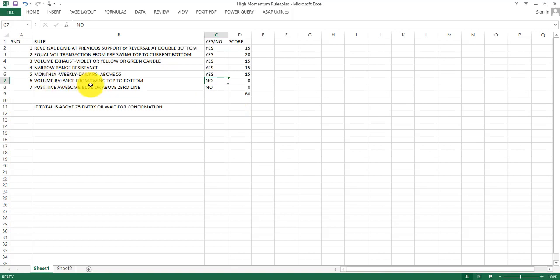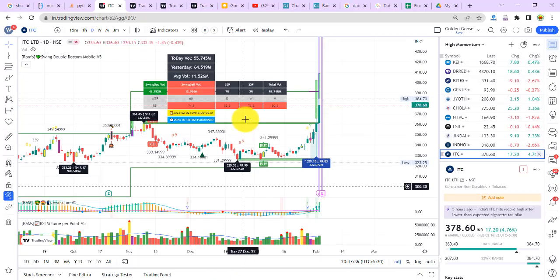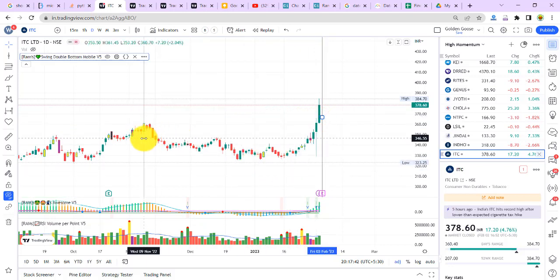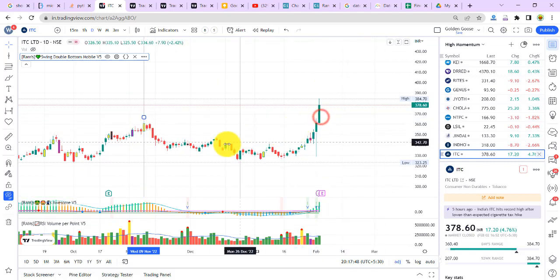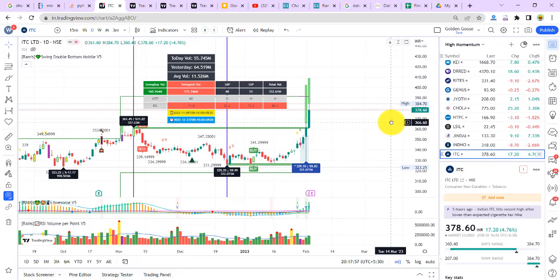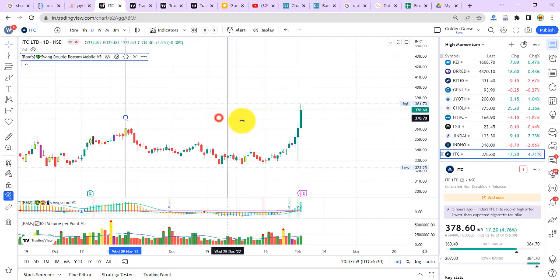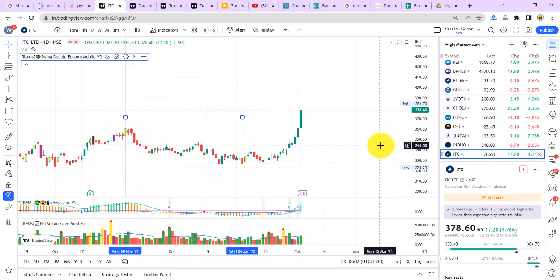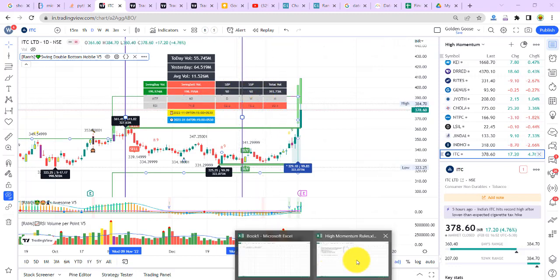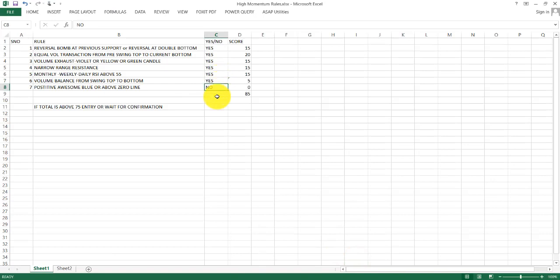Yes. Then volume balance from swing top to swing bottom. So here this is the top, and this is the bottom. So let's move it here and move it to the bottom. This is the first bottom. Let's see whether the volume is balanced. It is about to balance, but it is not exactly balanced. So let's move it to the next bottom. This is the next bottom. Here the volume is exactly balanced. So enter yes here.